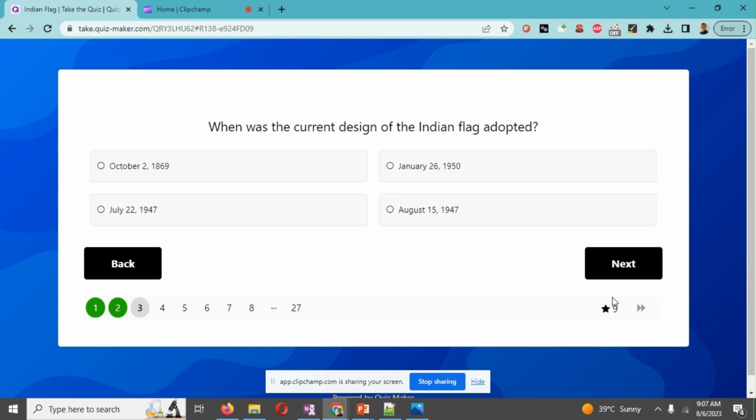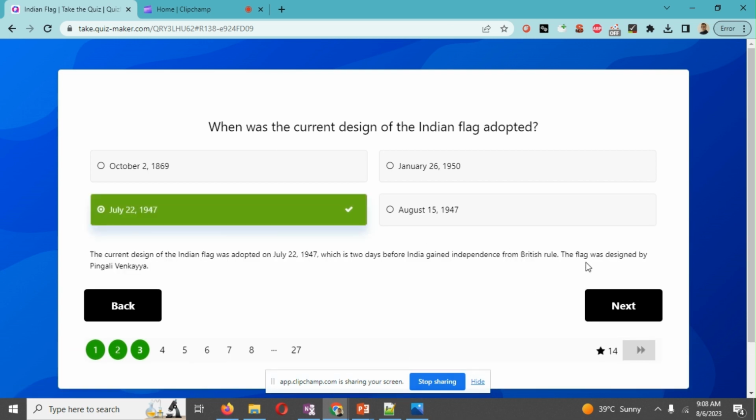I recall that by 1950 we already have the flag. That means options are July 22nd and August 15th. And the way I recall, if you all recall the picture of Jawaharlal Nehru, he hoisted the flag, the tricolor. In that case, I believe the correct answer should be July. Let's proceed further. Yes, that is the correct answer.